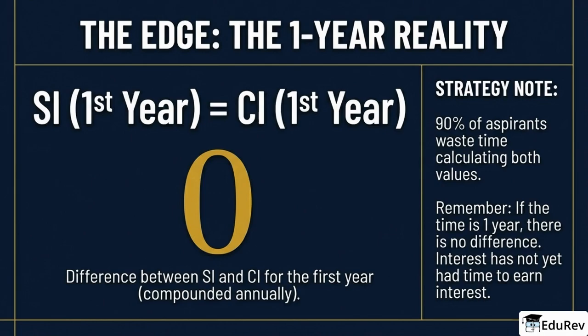Now, let me give you an edge most students miss. If the time is 1 year, simple interest and compound interest are the same. Yes, the difference is 0. And this is where most students lose marks. They start calculating both values. They expand formulas. They subtract. They double check. Don't overthink this. In 1 year, interest hasn't earned interest yet. Compounding hasn't even begun to matter.